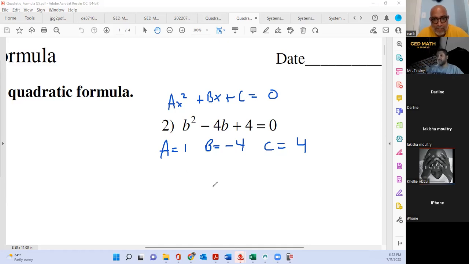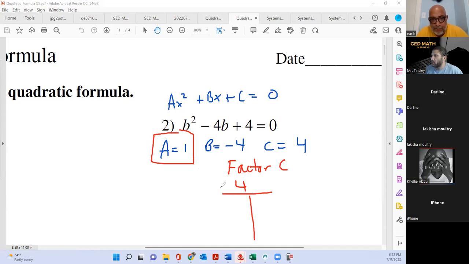Know your multiplication tables. Since A is equal to 1, I'm going to factor what number? Positive 4, I'm sorry. You're going to factor C. We're going to factor C. Find the factor pairs of C.